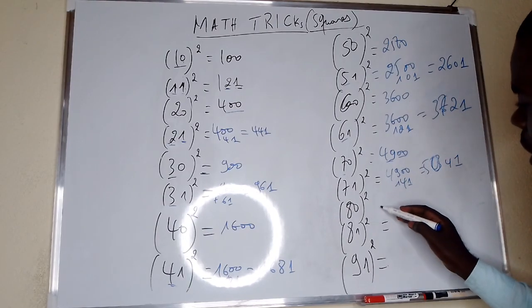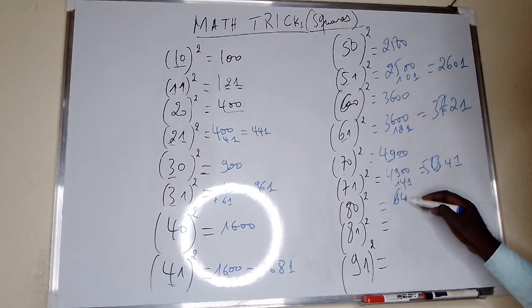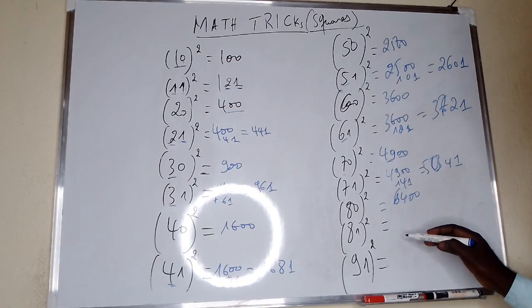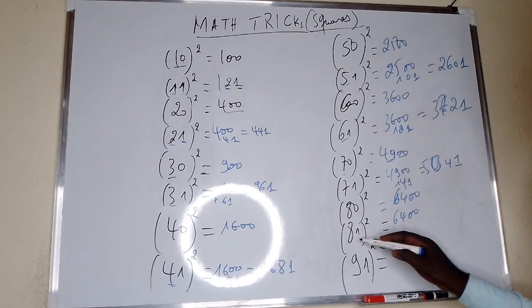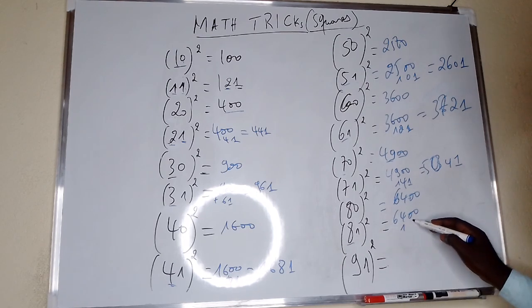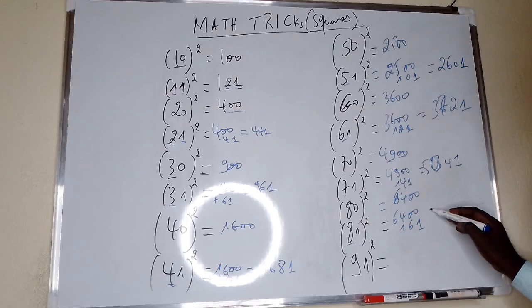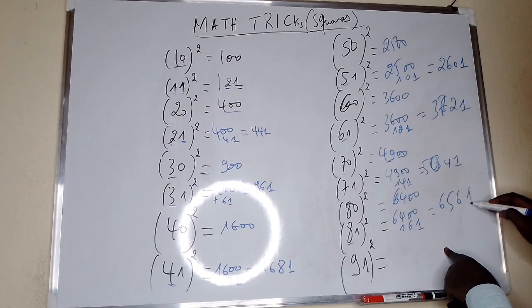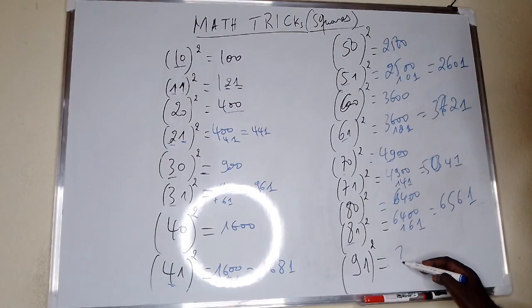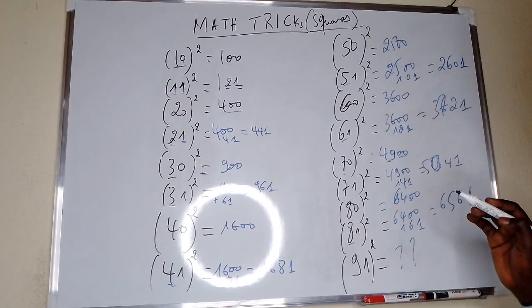Then here we get 6400. We add 80 times 2 plus 1, which is 161. So we will get 6561. And what will it be? This one. Thank you.